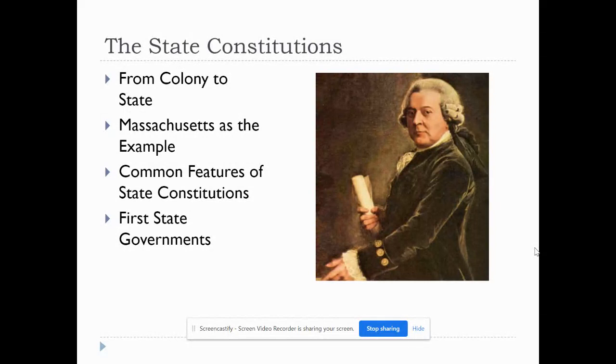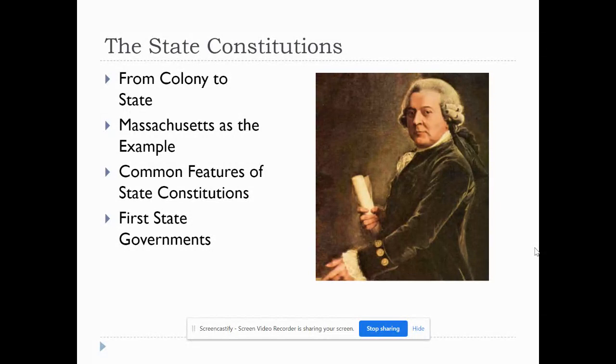John Adams is one of the most well-read and well-versed people in the American colonies, now states. So John Adams sets to work immediately in crafting a document that will become the example for all future documents, including the United States Constitution about a decade later. And the common features of these state constitutions, it's not hard to figure out.